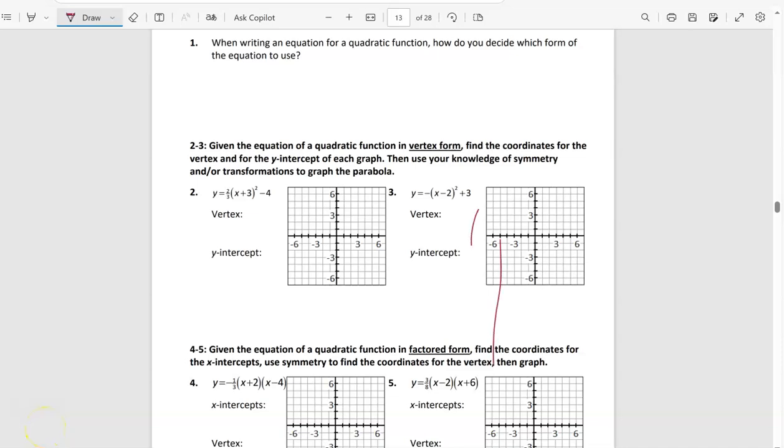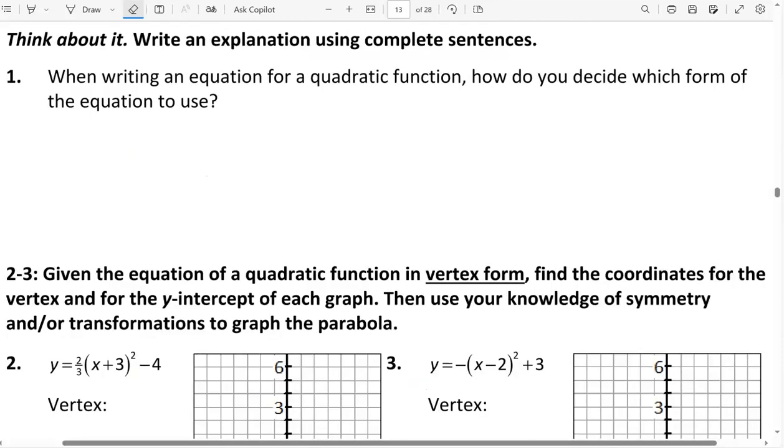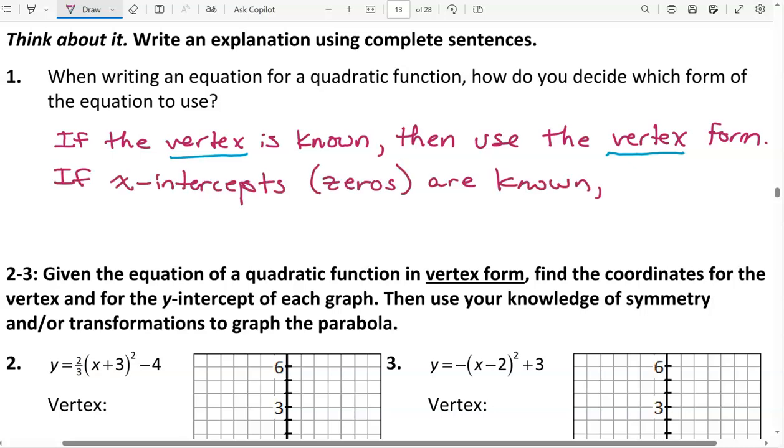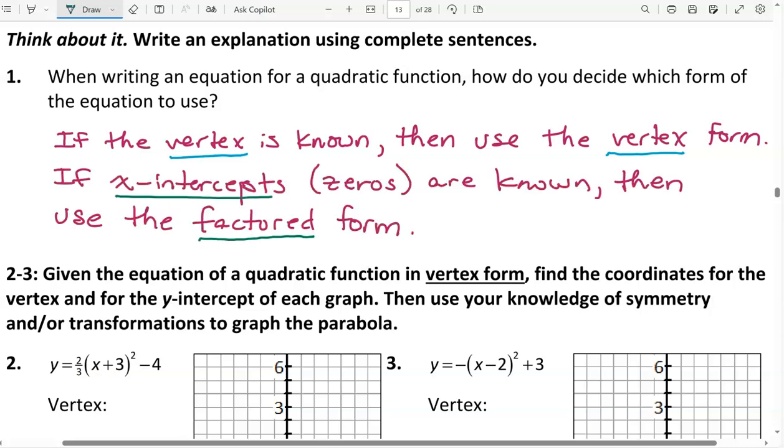This is a video walkthrough for practice 7D. In question 1, we're asked to decide which form of the equation to use when writing the equation for a quadratic function. If the vertex is known, then we should use the vertex form. If the x-intercepts or zeros are known, then we should use the factored form.